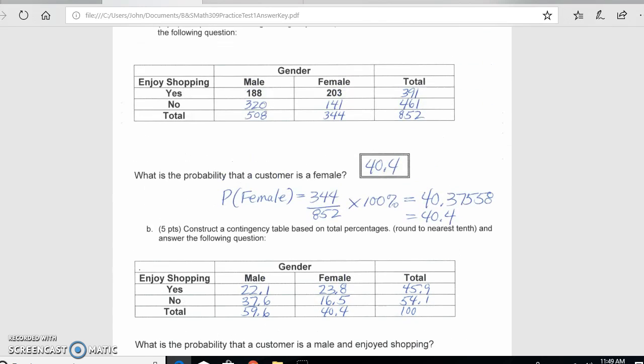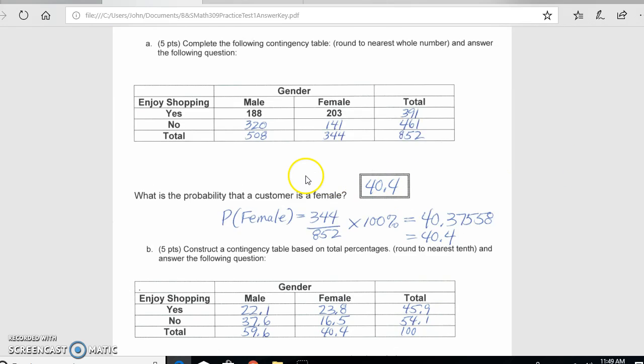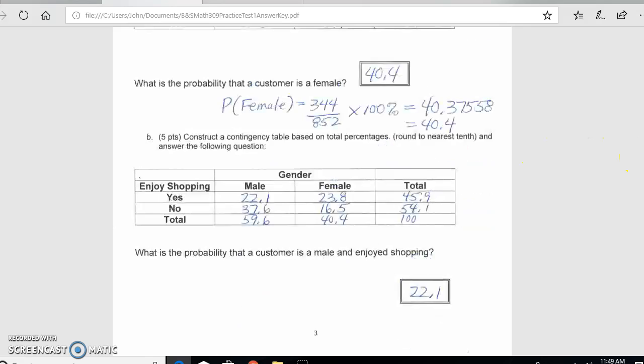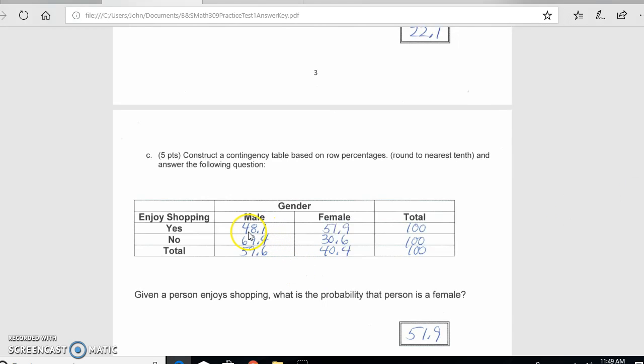For example, I go back to the original contingency table, and I have 320 men who did not enjoy shopping. I take that 320, divide it by the row total, 461, times 100, and that's going to give me 69.4% when I round it to the nearest tenth. 69.4% of the customers who did not enjoy shopping are men.